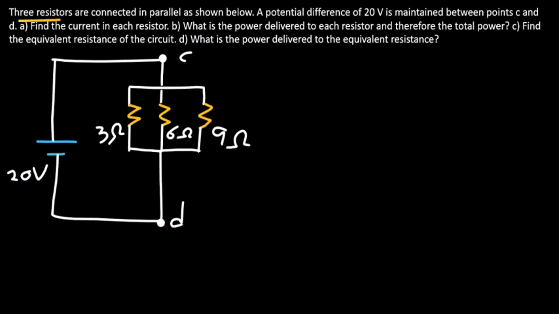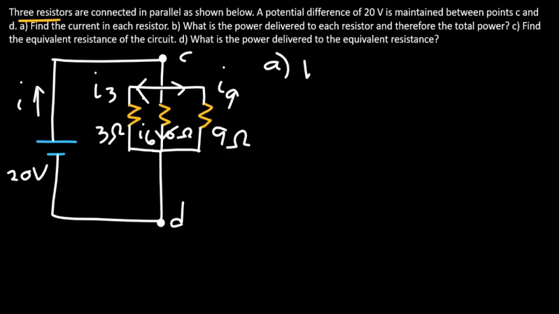Now, as you know, there will be a current, let's call it I, that would originate from the positive terminal of the battery, and it would branch out. One portion would go into the 3 ohm resistor, let's call it I3, and another portion will go through the 6 ohm resistor, let's call it I6, and the balance would go through the 9 ohm resistor, let's call it I9. To determine these currents, all we have to do is to use Ohm's law.